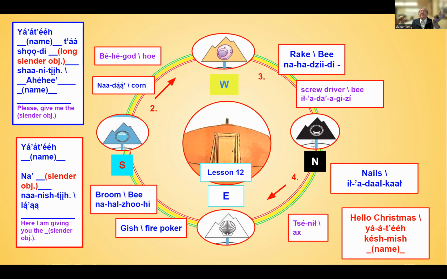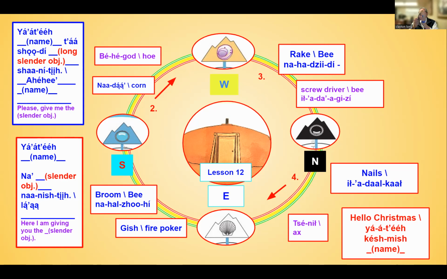Okay, so a rake is slender but not very heavy. A hoe is slender but not very heavy. But Shaanítįįh is like a heavy object. So I might put something else in there instead of using it for Shaanítįįh. It kind of has that T idea, but the head is heavy. So most of the time I hear the word Shaanítįįh on that one.